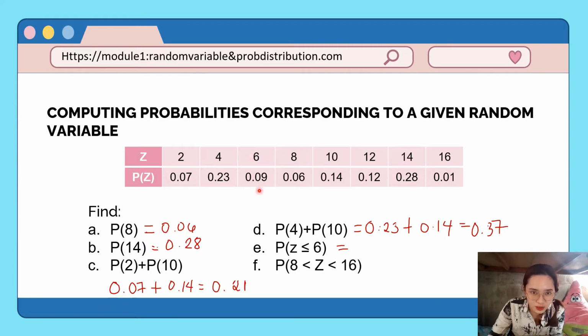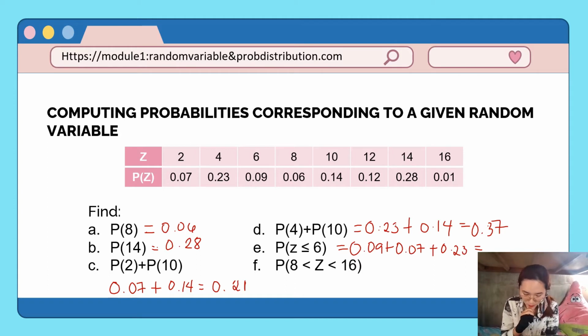Next, z less than or equal to 6. Ang equal to 6 ay ito. So, hinahanap ito, equal to 6, at yung less than sa kanya. So, mas baba sa kanya, which is ito, 4 at 2. So, ito yung mga probabilities na yun. So, kailangan natin yung equal sa 6 at yung mas baba sa kanya. So, meaning, hinahanap lahat yan. Kaya ipag-plus lang din natin. So, that is 0.09 plus 0.07 plus 0.23. So, that is equal to 0.30.